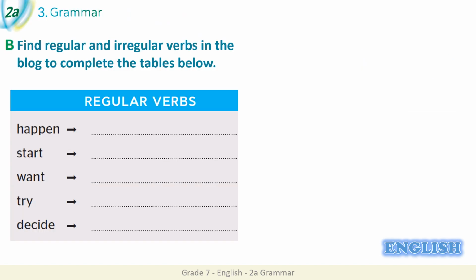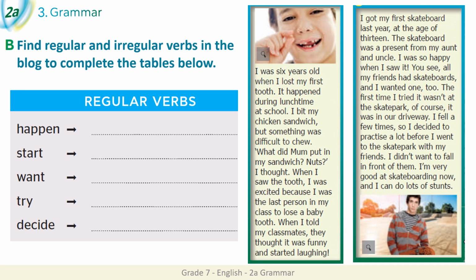Let's move to exercise B. Find regular and irregular verbs in the block to complete the tables below. Of course, by the block we mean activity number 2, read. Now, let's start with the first table, regular verbs. Where can we find the verb happen in the block?